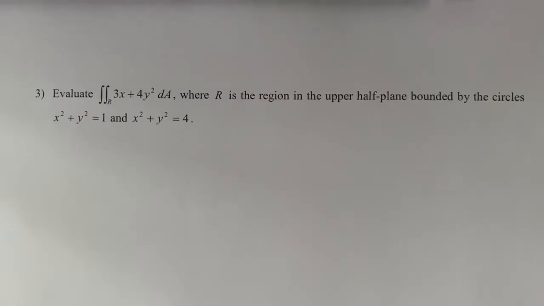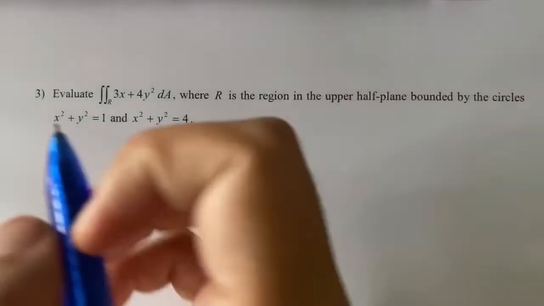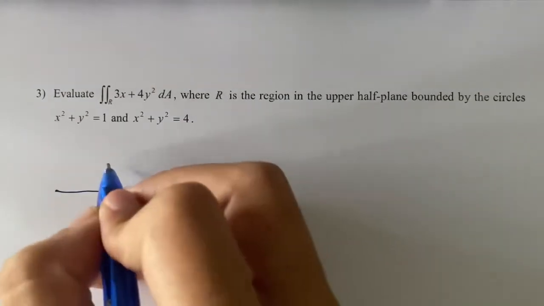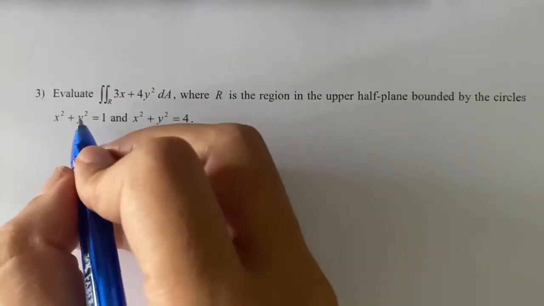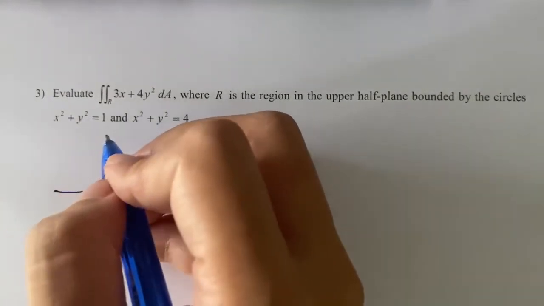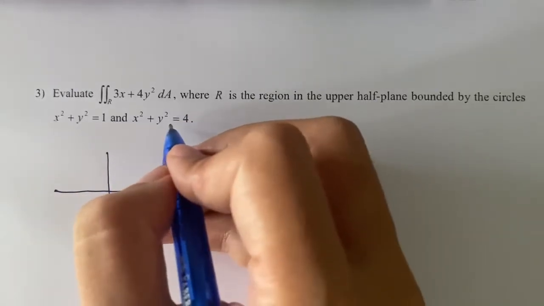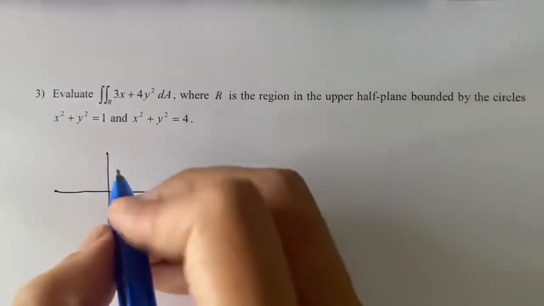And the third example I have here is to evaluate the double integral of 3x plus 4y squared dA, where R is the region in the upper half plane bounded by the circles. Okay, you have two circles here. One is x squared plus y squared equal to 1, and another one you have x squared plus y squared equal to 4. So you have two circles.